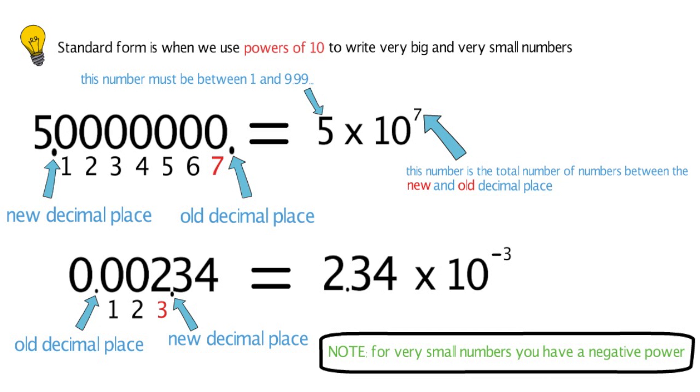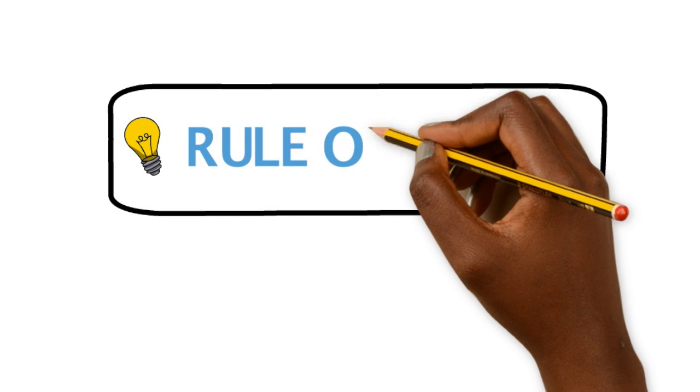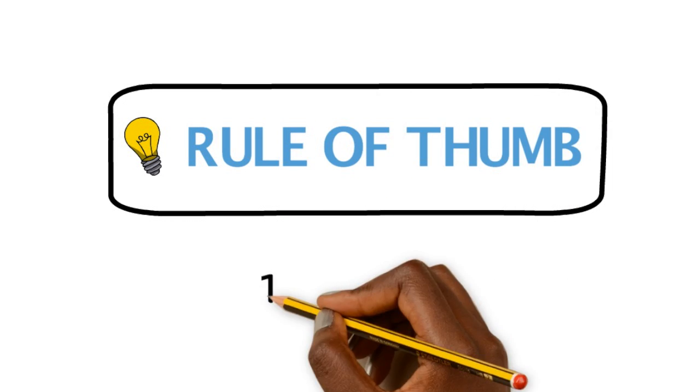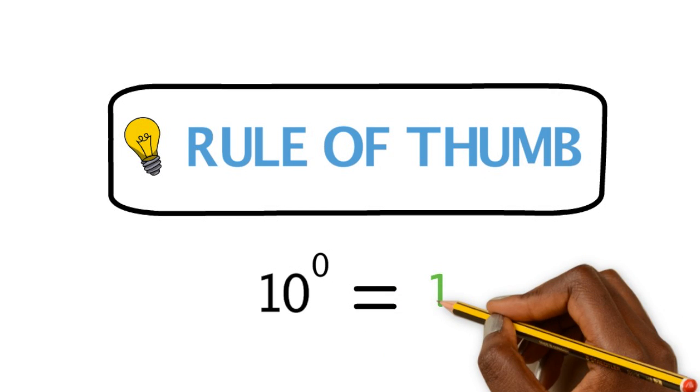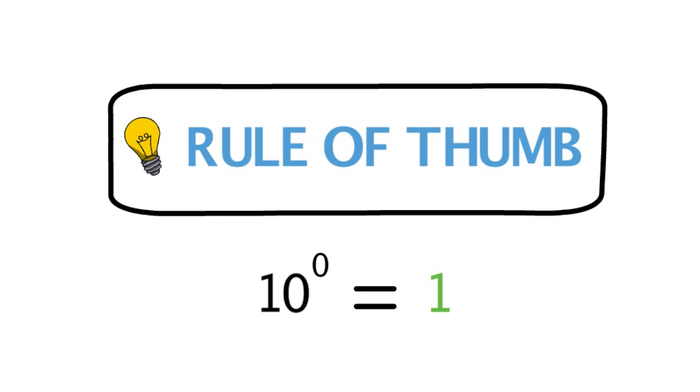I have a special rule of thumb. I know I don't usually do this, but it's good to note these things down. If you have 10 to the power of 0, note that your answer will always be 1. Anything to the power of 0 is 1 actually. So just remember that as a rule of thumb.